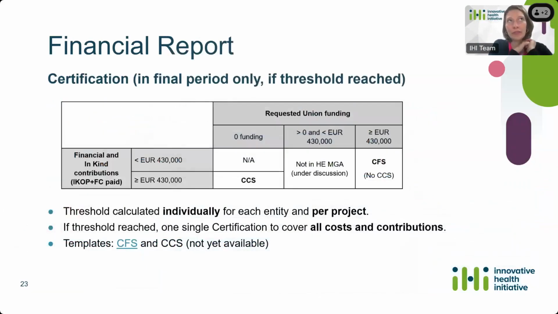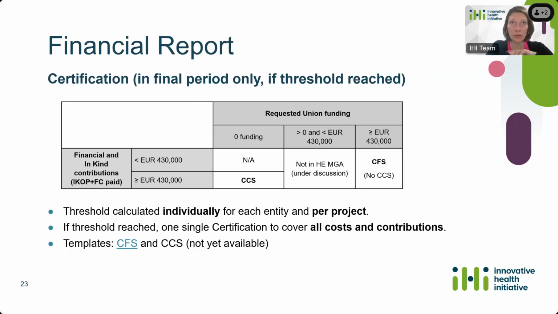So now regarding the certification, which is due only in final period and also only if the threshold is reached, you have here a table that summarizes a bit the different conditions, threshold conditions. So as you can see, the CCS needs to be provided if there are 0 requested funding, but that when the total of IKOP and FC paid is higher or equal than 430K. And there is a CFS that is needed whenever the requested EU funding is equal or higher than 430K.